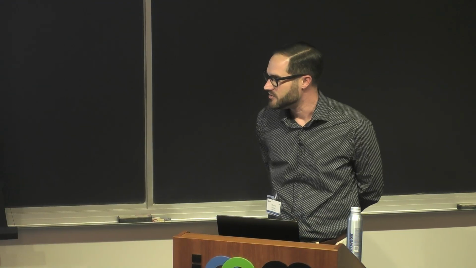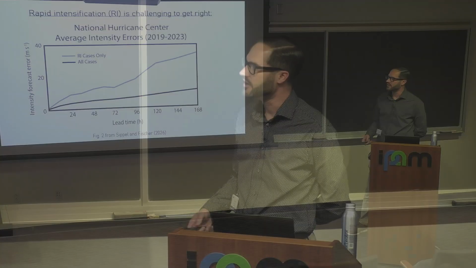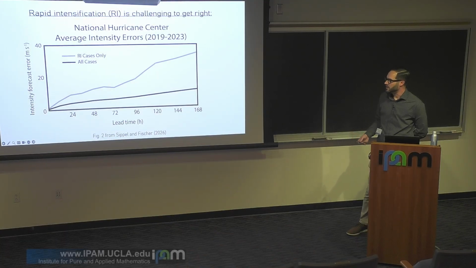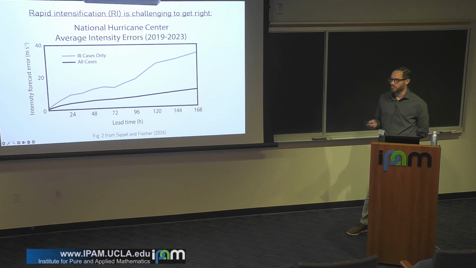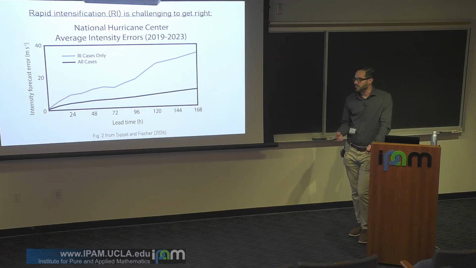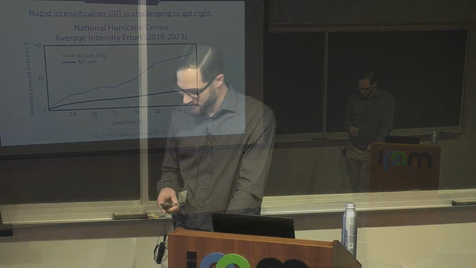That's illustrated in this figure you see here, where we have the official National Hurricane Center intensity forecast error, averaged over a 5-year period, as a function of lead time here on the x-axis, for all intensity change events in the black line, and specifically rapid intensification events in the gray line. You can see that these RI events are associated with forecast errors that are 2 to 4 times larger, regardless of lead time.